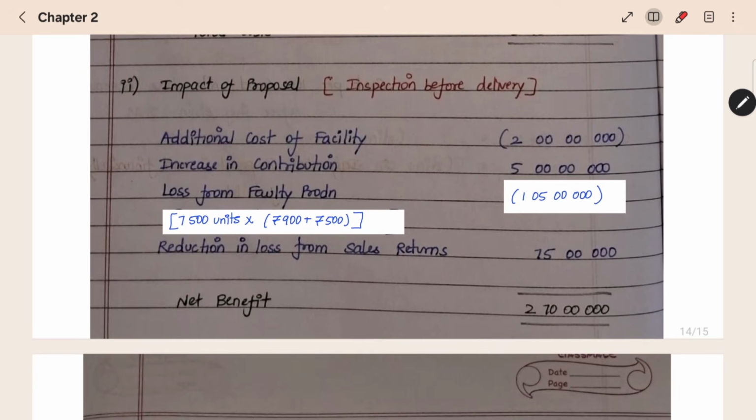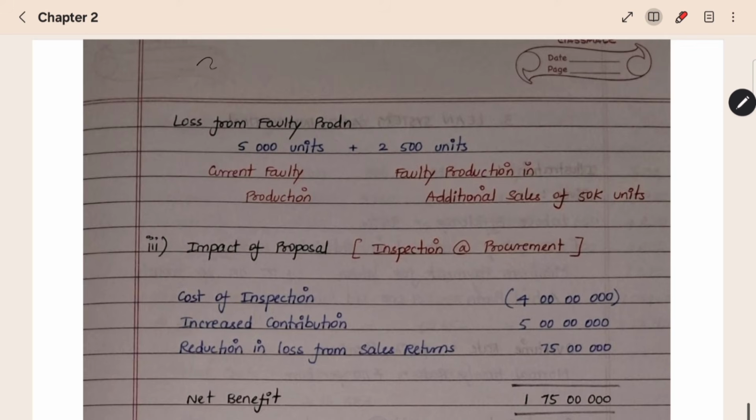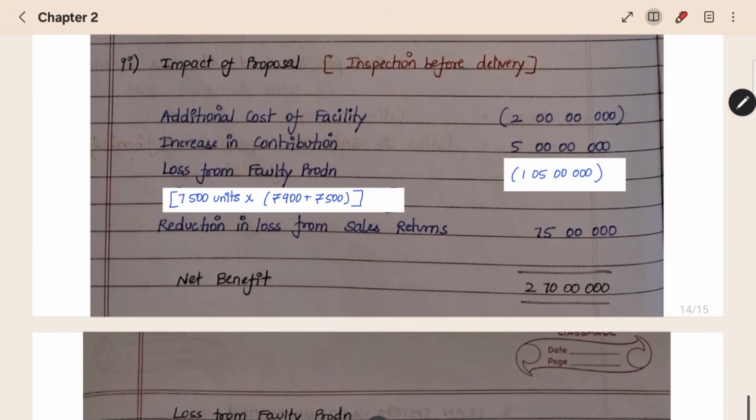And then loss from faulty production. Now after the implementation of the proposal, how much faulty production will you make? Earlier you were making 1 lakh units. Out of that 1 lakh units, 5,000 units were defective. So the defective rate is 5%. Now you are producing 1,50,000 units and selling them. Just that the sales returns are nil. In that 1,50,000 units, if you apply the 5% rate, you will get 7,500 faulty production. 5,000 already you are producing, 2,500 units you will produce as faulty production in the increased sales which you are getting. The 50,000 units extra sales you are getting. In that you will get this much faulty production.